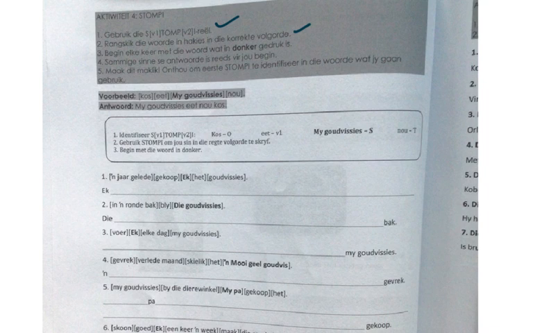Begin elke keer met die woord wat donker gedruk is. So each sentence has a word written in bold. So that means you need to start with that word or that part. Okay, so like this one's got more than one word, so that's the part that you have to start with.